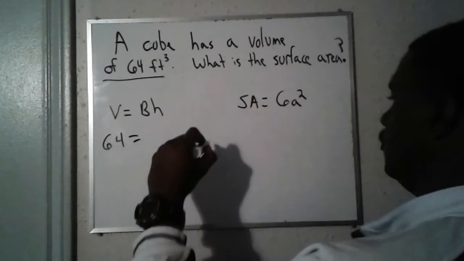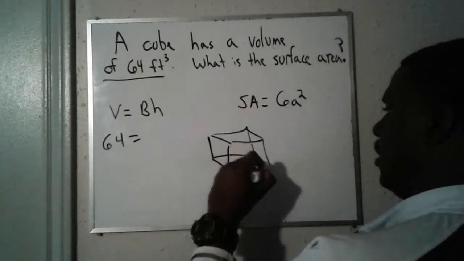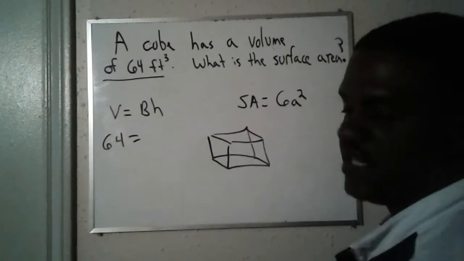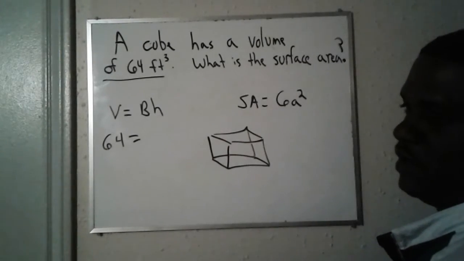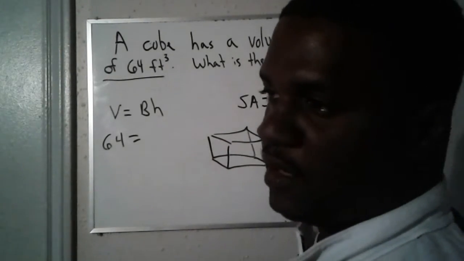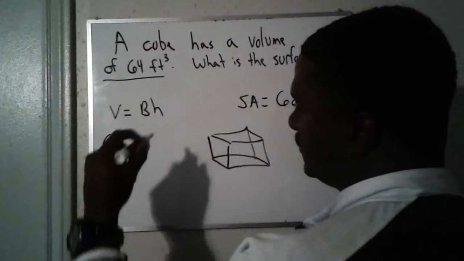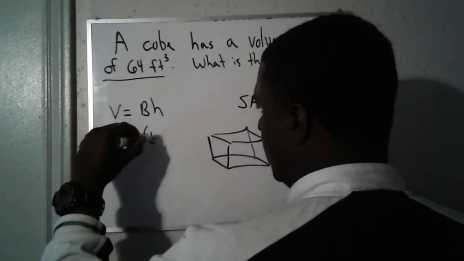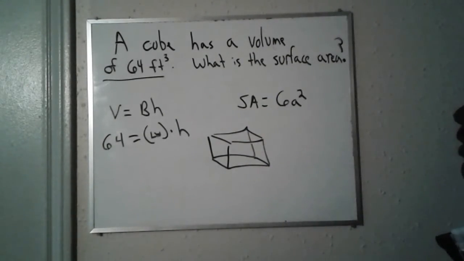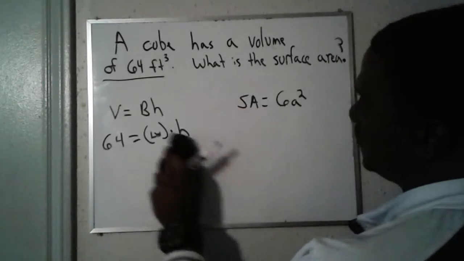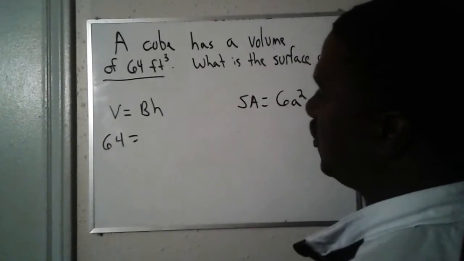Now, what do we know about a cube? A cube consists of 6 squares, right? So, a square, we know that it has 4 sides and they all gonna be the same length. So, for the area of this base, we can write it as length times width and then multiply that by the height. That's fine. We still will get the same answer. But for a cube, it has a special formula that you only use for cubes.